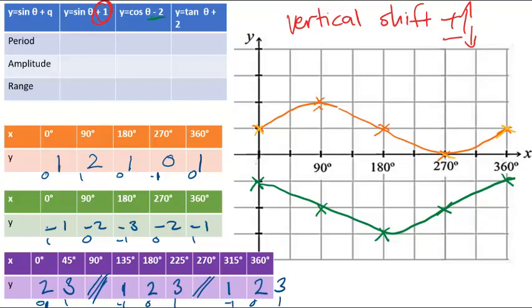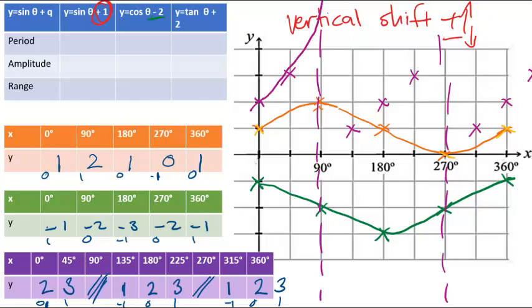I'm going to do 0, 2; 45, 3; and asymptote. 135, positive 1; 180, 2; 225, 3; asymptote. Then 1, 2, and the last one would be 3. If I sketch my graph, it'll look like this.